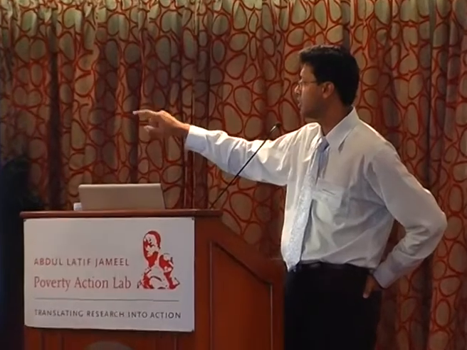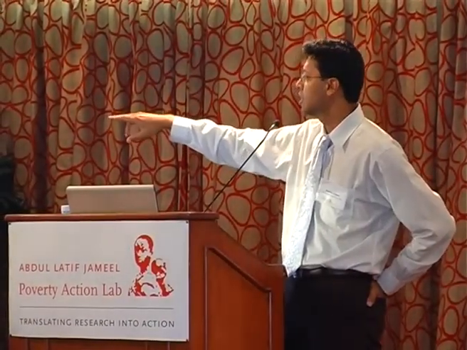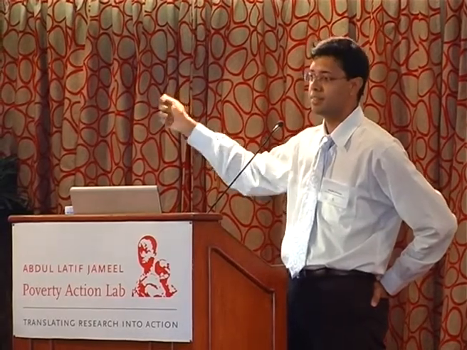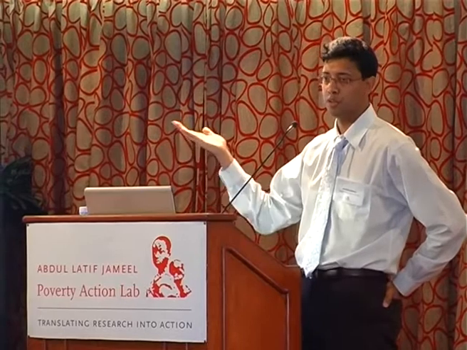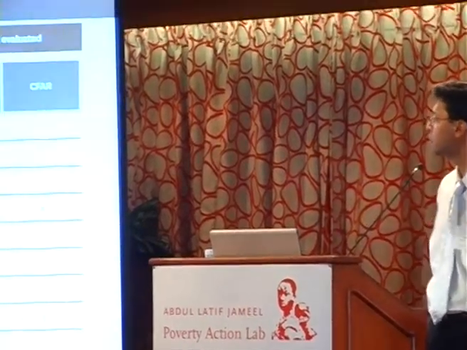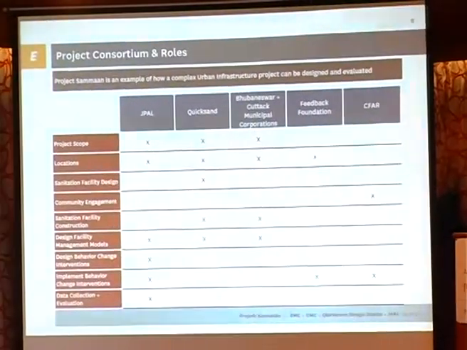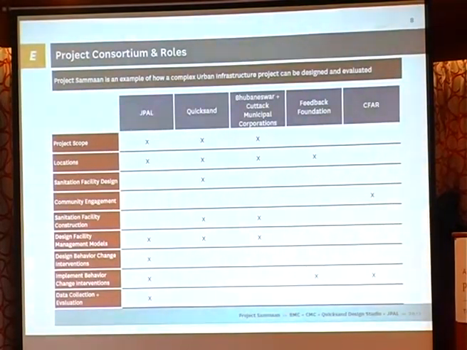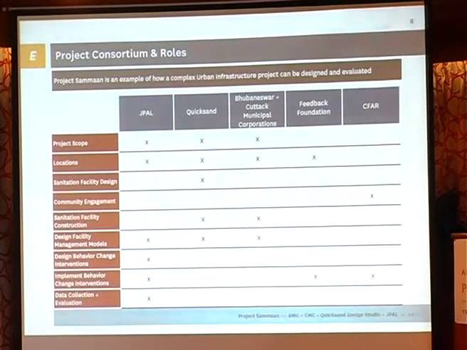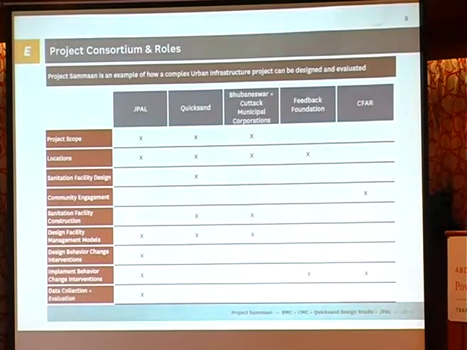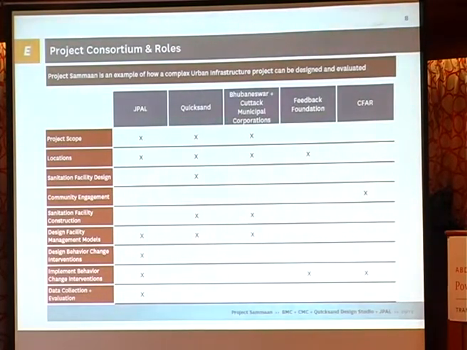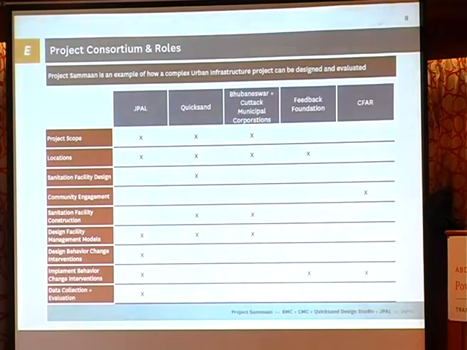So for defining the project, JPAL, Quicksand, and the 2 cities were involved. And then selecting locations, JPAL, Quicksand, and this is an ongoing negotiating process where we need to get permission for the sites where we're going to build toilets. So that's the stage we're in now. And then the architectural design, that's being led by Quicksand. The community engagement, so introducing our team to the community, introducing Project Sammaan to the community, we're relying on CFAR, who you'll hear from later today. And they have expertise in working with these communities. And then the facility construction will happen through a tender process that's issued by the government, and Quicksand will be involved. And then we, on the JPAL side, along with the designers, we collaborate on these management models.